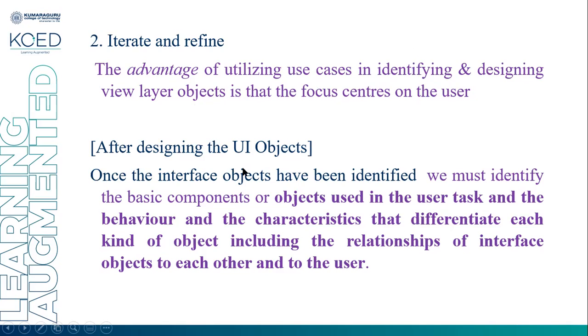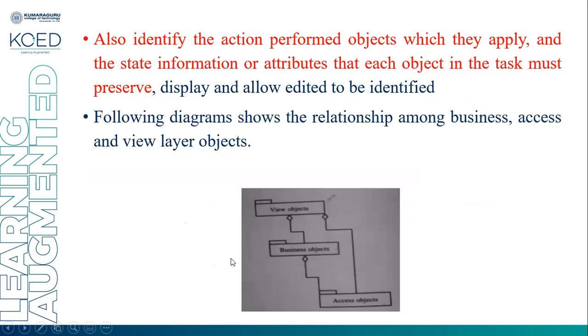After designing the UI objects, once the user interface objects have been identified, we must identify the basic components or objects used in the user's task and the behavior and characteristics that differentiate each kind of object, including the relationship of the interface objects to each other and the user. Also identify the actions performed on the objects, and the state information and attributes that each object in the task must preserve. Display and allow edit must also be identified.